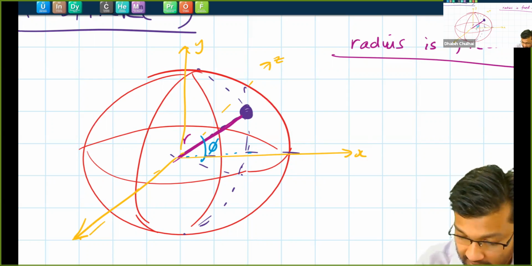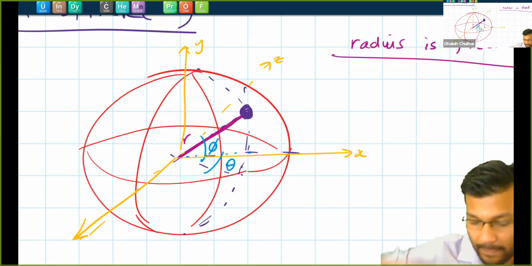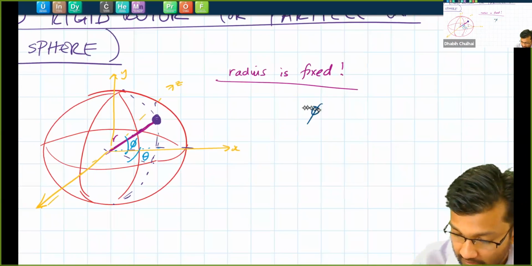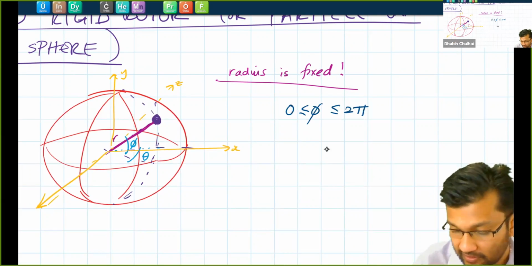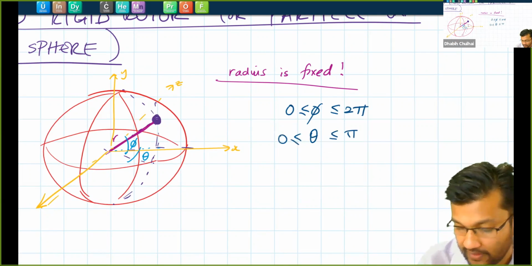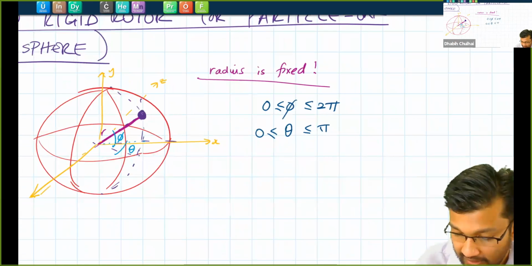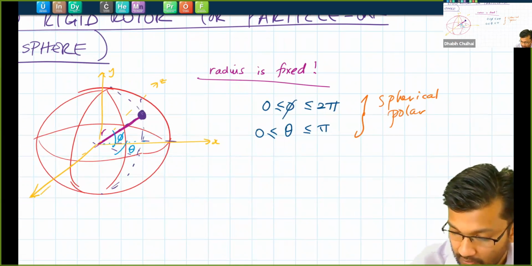And then there's another angle here, we'll call it theta, that tells us how much in the Z direction we go. In these polar coordinates, phi, as we learned before, goes between 0 and 2 pi. But to make the complete circle, theta only has to go between 0 and pi. And this is all spherical polar coordinates.